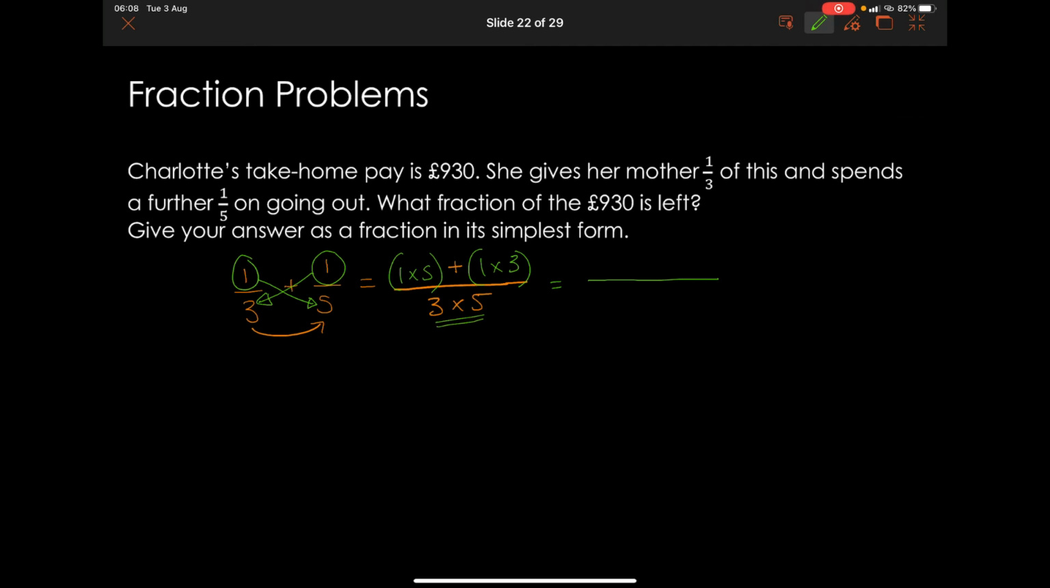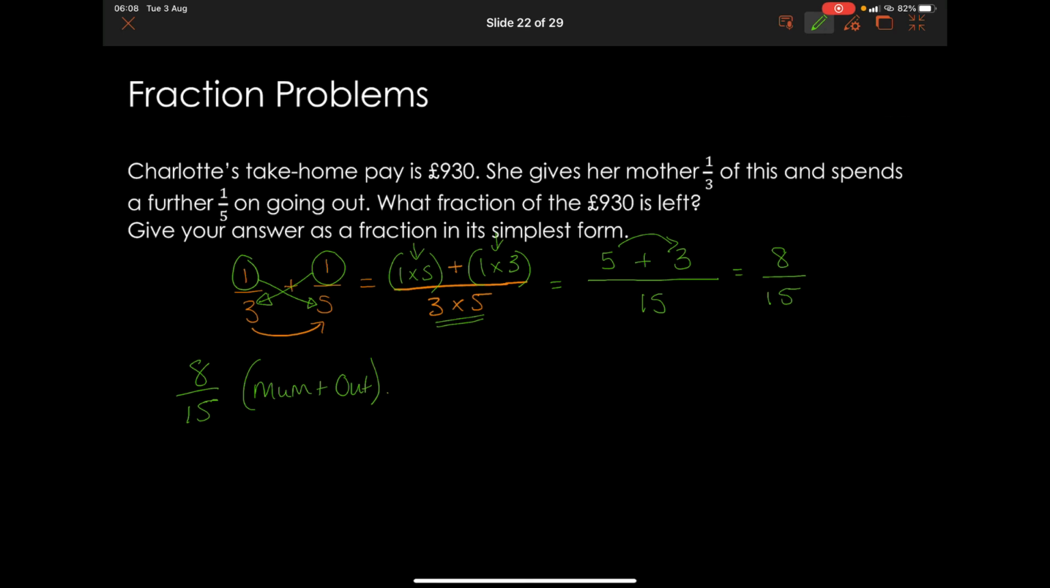3 times 5 on the bottom makes 15. Put my plus in. 1 times 5 is 5, and 1 times 3 is 3. We can add them together then now. 5 add 3 is 8 over 15. So 8 out of 15 is spent on her mum and going out.